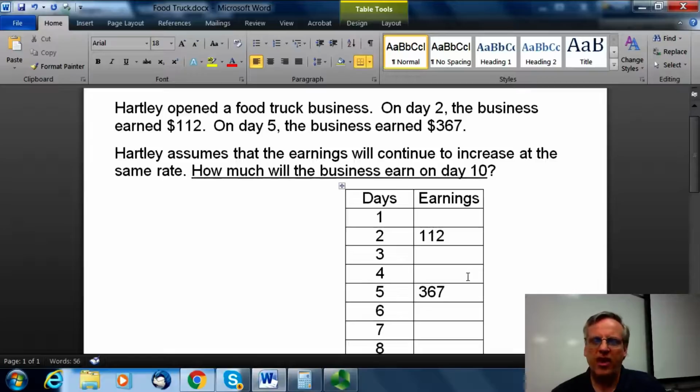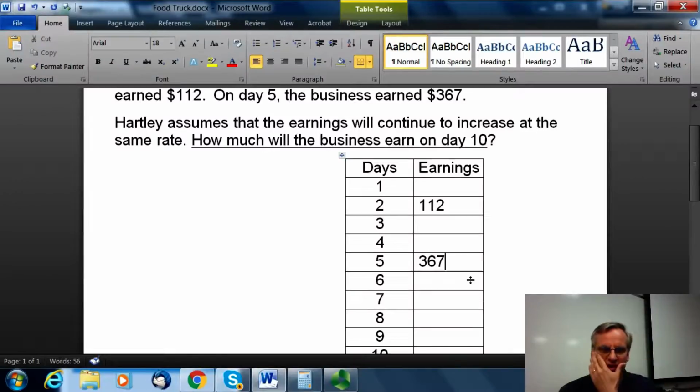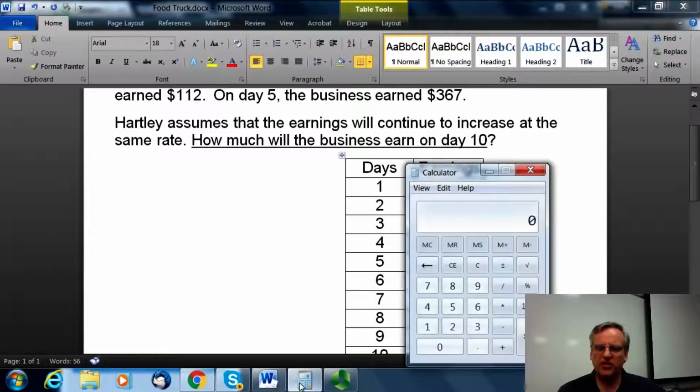So we've got a lot of blanks here, but we're assuming that the earnings will continue to increase at the same rate. So day 1, we don't know, and it really doesn't matter. What we're trying to do is find the difference between day 5 and day 2. So let's get our trusty dusty calculator.